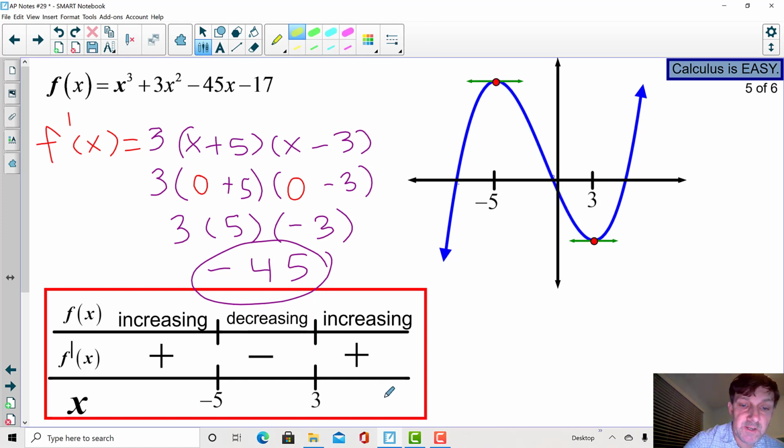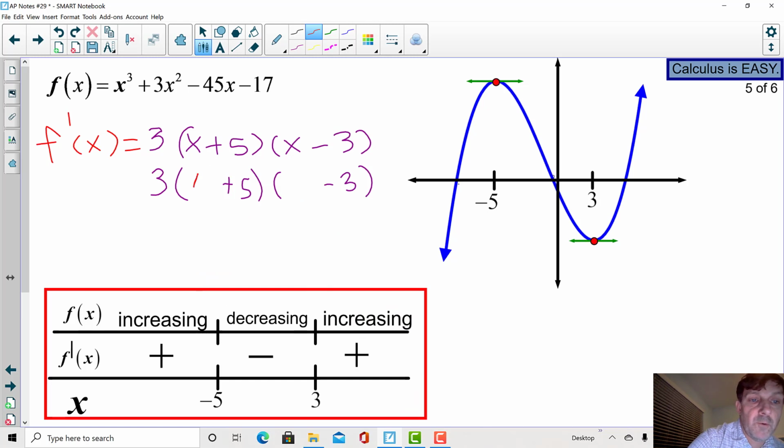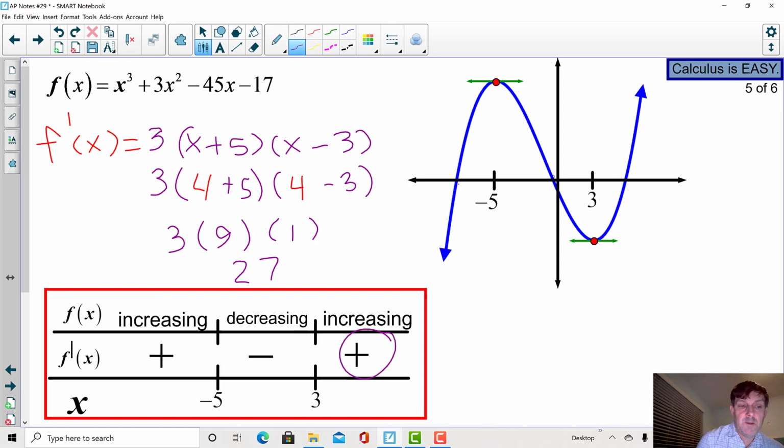Okay, the last thing I want to check is when x is greater than 3, is the derivative positive or negative? So I'm going to plug in an x value of 4. Then I get +27. Since my derivative is positive, it means my original function is going to be increasing on that interval. If you look at the graph, you can see when x is greater than 3, our function is increasing.